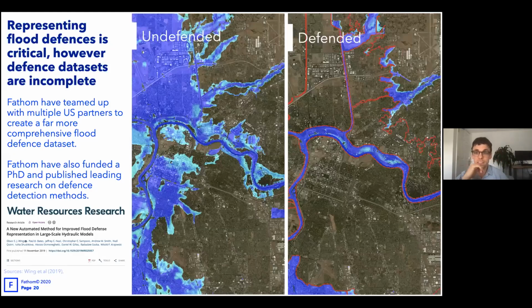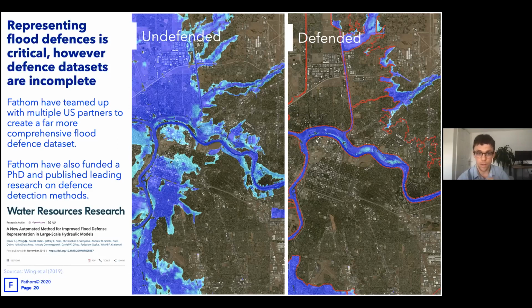So on to the defenses. Defenses in the US, again, you have to represent them or your model just isn't realistic. In the US, there are really significant defense structures across the country. They've been building huge defense structures in some places over really long periods of time, but there's no central, complete and comprehensive defense data set. So you have to go around and pull together what you can and even come up with quite novel ways to represent defenses. And we've done that with an automated defense algorithm.